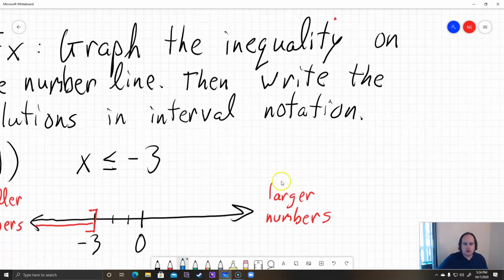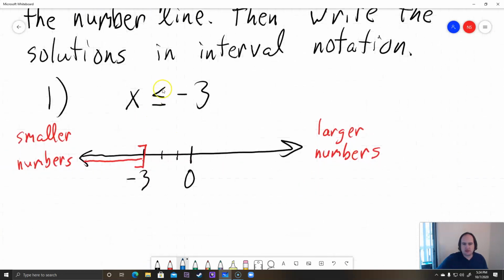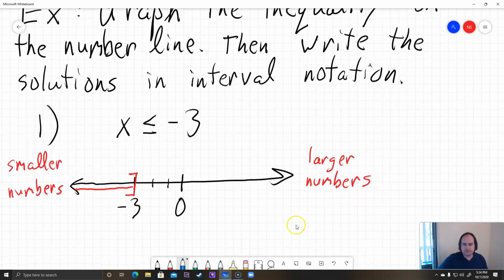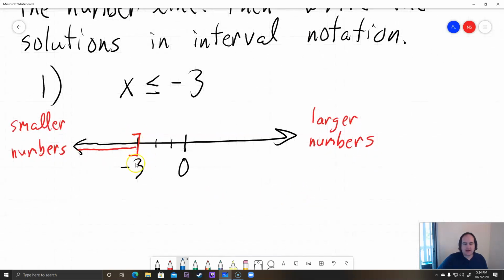Okay. Cool. So because it was less than or equal to negative 3, it was one of these symbols, so we used a bracket at negative 3. And then less than means all the numbers to the left, all the smaller numbers than negative 3. So this right here is called the graph. That was the graph that we made on the number line, and that was the first thing they asked us to do.